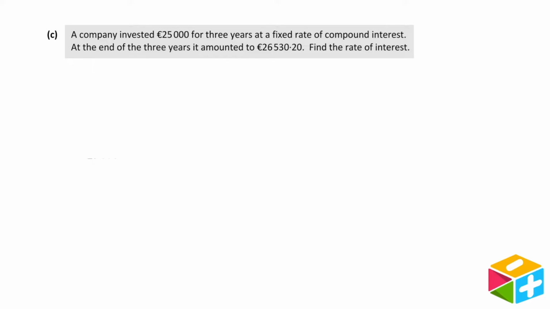A company invested €25,000 for 3 years at a fixed rate of compound interest. At the end of the 3 years, it amounted to €26,530.20. Find the rate of interest.